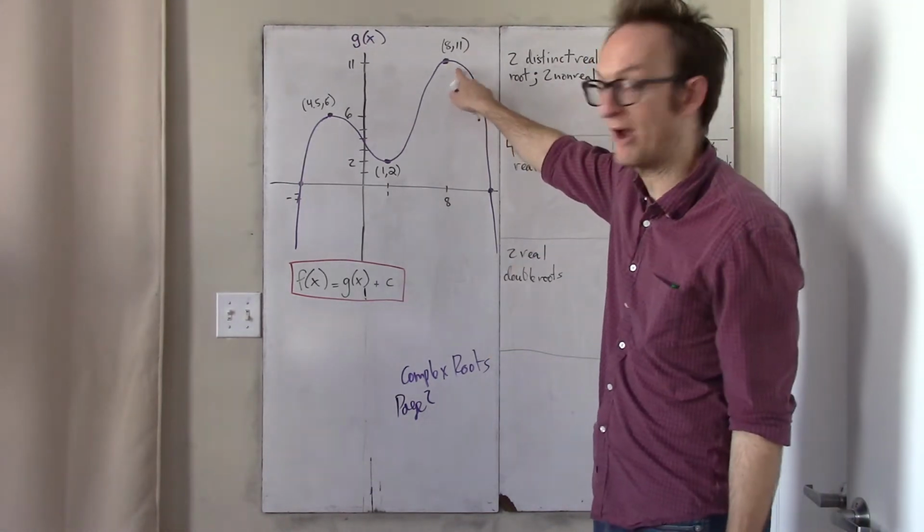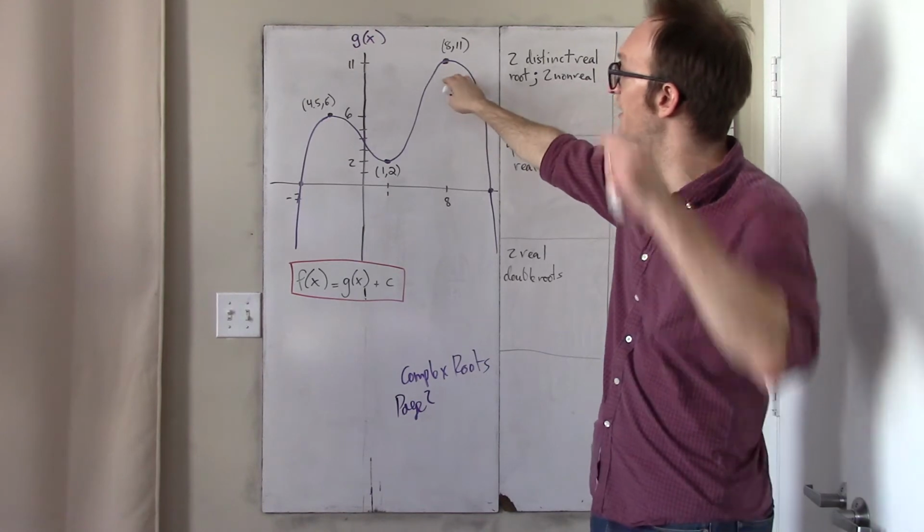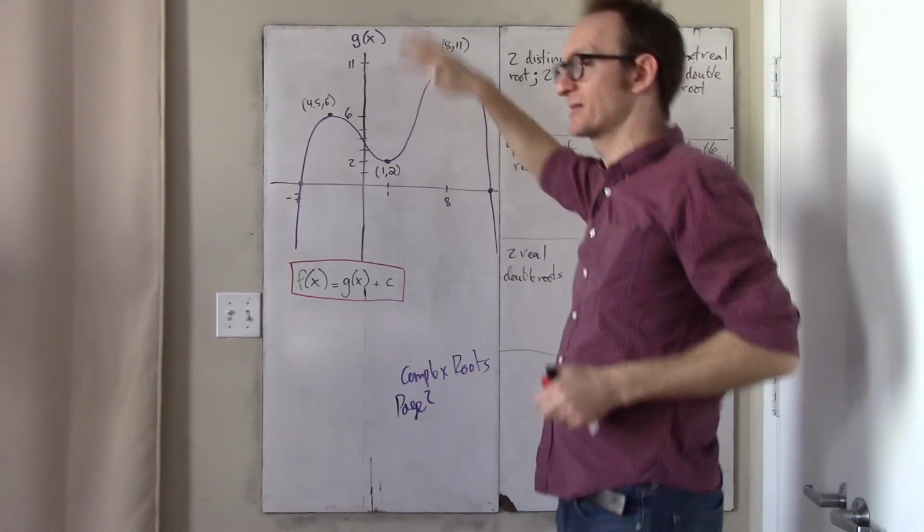Well, now use your powers of imagination to picture this entire graph g being moved down by exactly 11.